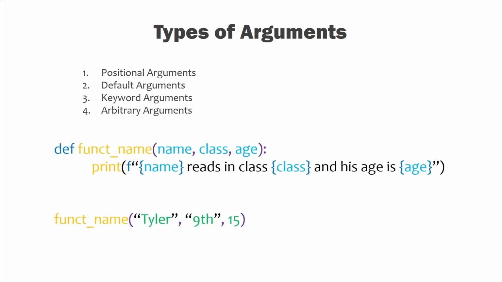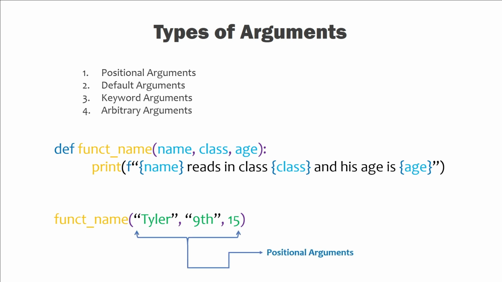So this is an example. We have a simple function with the name function_name, and the parameters are name, class, and age. And in the body of the function, I have a simple print statement. And then we are calling the function and we are passing the arguments to the function. First of all, we have Tyler, which is name, and then ninth, which is class, and then 15, which is age. And this is called positional arguments.